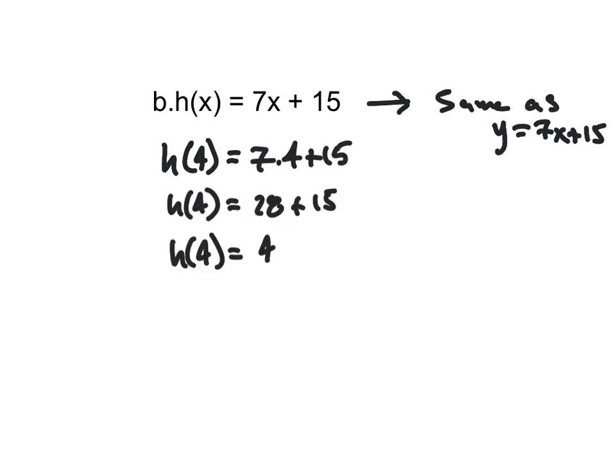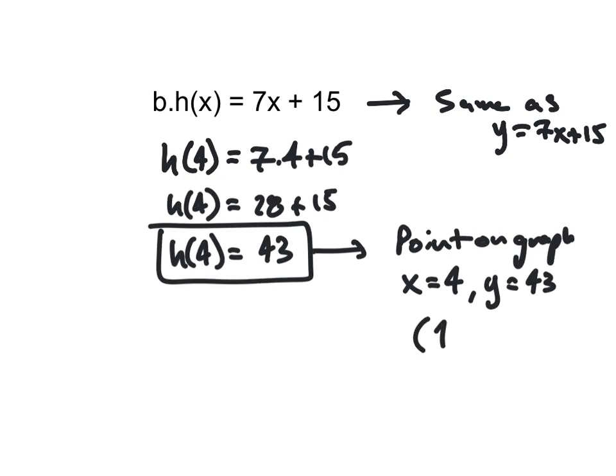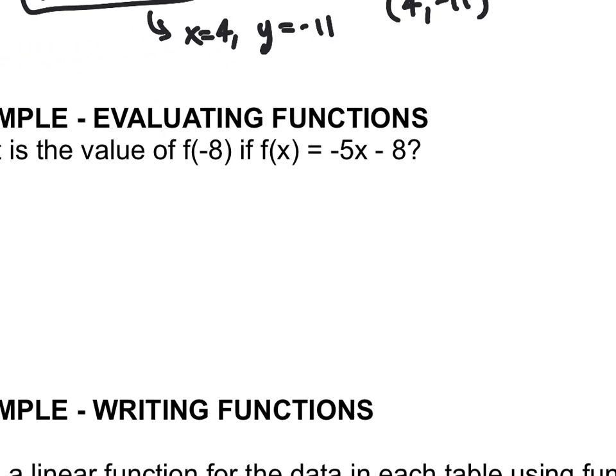of 43. Now again, what this means, that's our answer, but remember that this is a point on the graph. Our goal here is to understand that x is equal to 4 and y is equal to 43, and that you have the point 4 comma 43, and that's the point on your graph. All right, let's take a look at this next one.